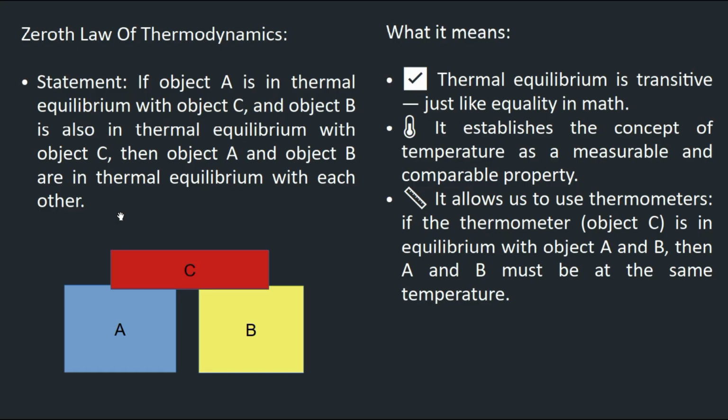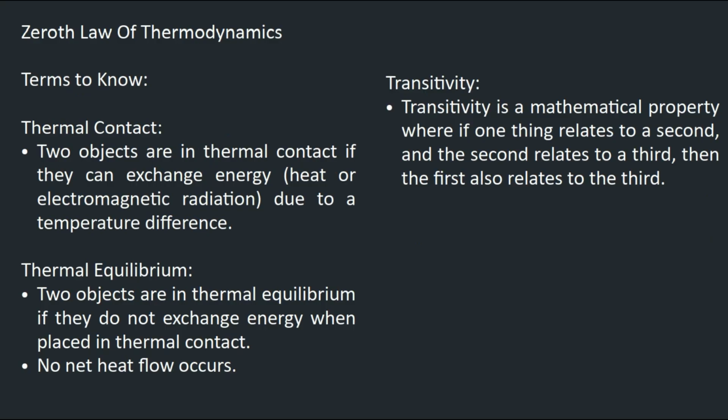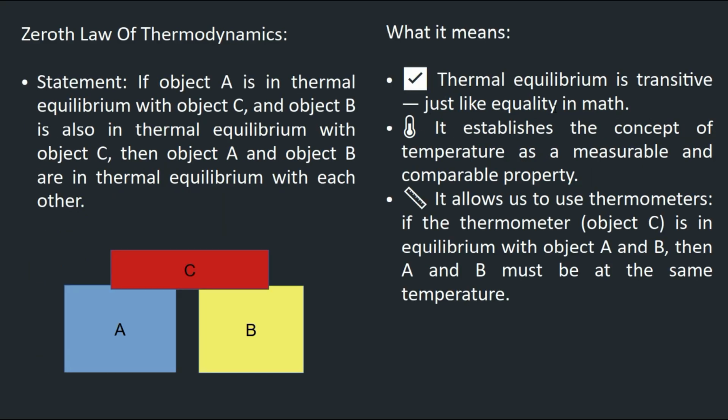So yeah, this is very simple. A is in thermal equilibrium with C. C is in thermal equilibrium with B. A has to be in equilibrium with B. Make sense? Now, thermal equilibrium is transitive. If this is commonsensical, with this statement we can derive a few things. We can extract a few ideas. Mathematically, what does transitive mean? Just like equality in mathematics: A is equal to B, B is equal to C, so A is equal to C.